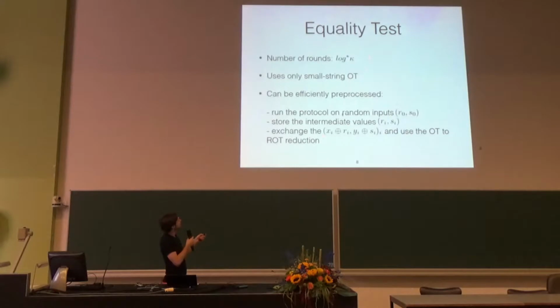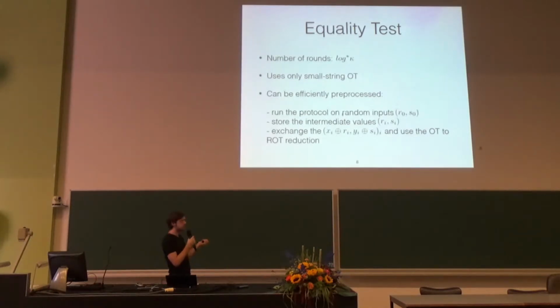long. It uses only OT on small strings, because all computation being done mod L+1, the bigger OT that we use transmit messages of log L bits. So which means that we can apply all the efficient OT extension protocols that I briefly mentioned earlier, and it can be extremely efficiently preprocessed. By evaluating this shrinking protocol on uniformly random inputs, in the online phase the parties only have to XOR their private inputs with masks generated in the preprocessing phase.